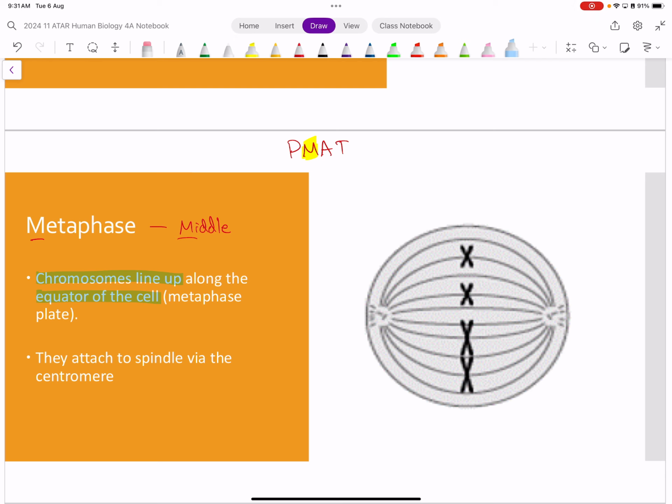During this time, when they line up down the equator of our cell, we can also see that these spindle fibers have attached to the centromere. So I'm going to label some things on my diagram here because centromere and centrioles are often misrepresented, often mislabeled. So using purple doesn't work. Using yellow, I'm just showing where my chromosomes are connected. If I draw this line out here, this is what we refer to as the centromere.